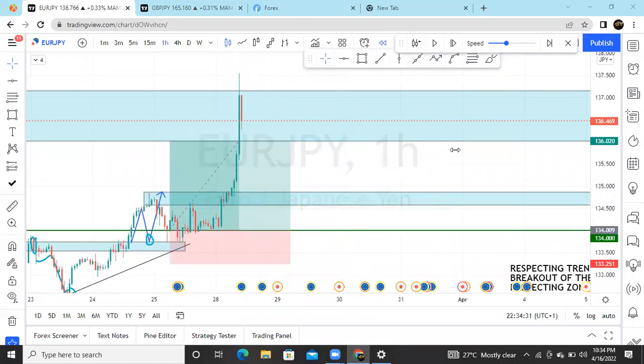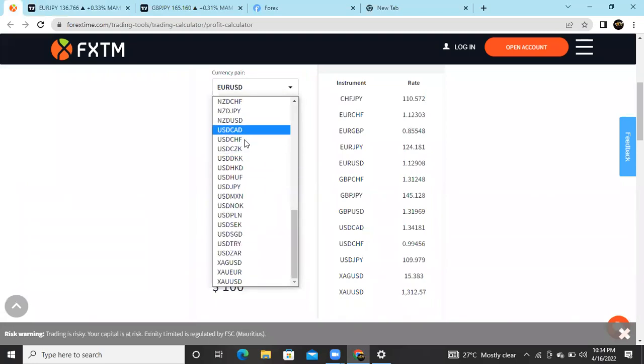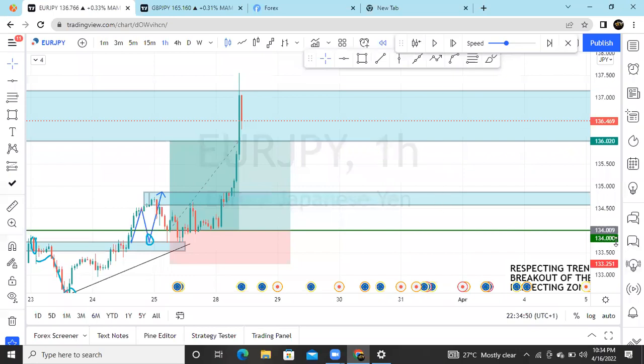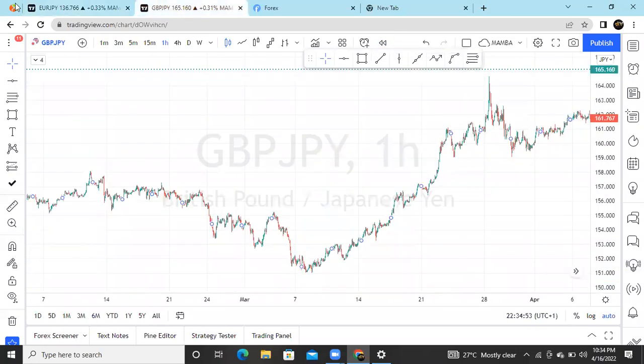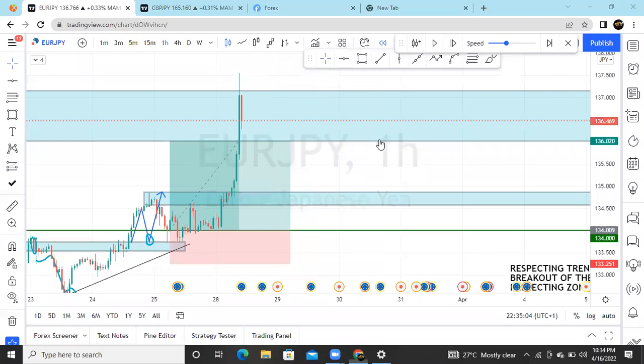Now, our entry was where? Give me the value for our entries. Euro, JPY. I like to use my pips calculator, profit and loss calculator. I'm just trying to show you possibilities. Went for a buy. What's the entry? Entry was 134.000. What's the closing price? Closing price is our TP, right? Closing price is 136.020.